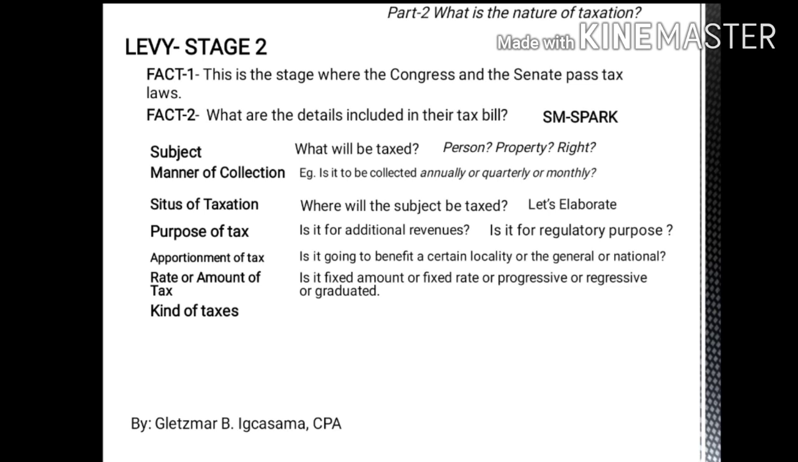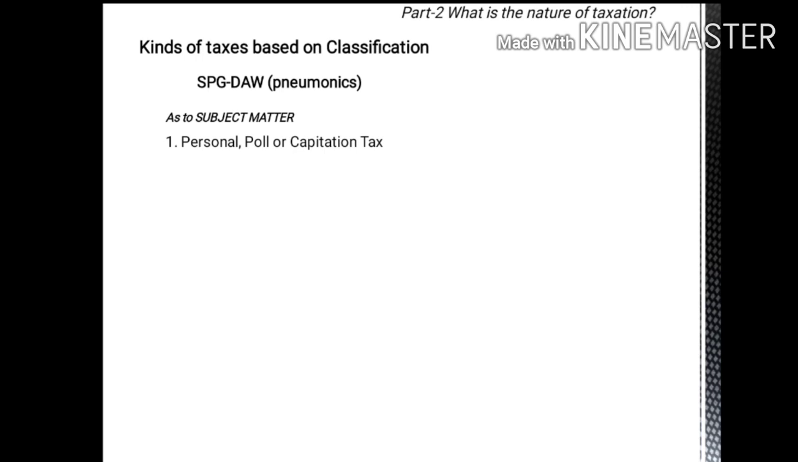Now, the tax bill also states what kind of tax they are pushing. So we have different types of taxes, and we need to elaborate on them. These are the kinds of taxes based on classification. To make them easy to memorize, remember SPG. Let's start with this mnemonic. S stands for subject matter. Number one, as to subject matter, the tax classifications are personal, poll, or capitation tax.